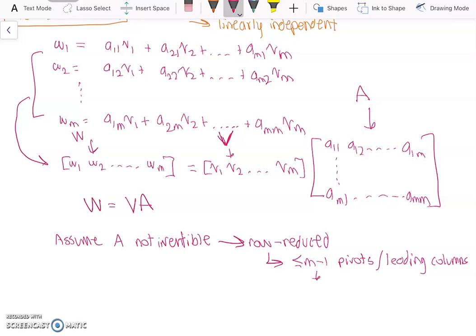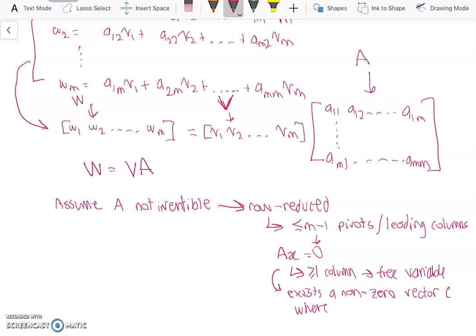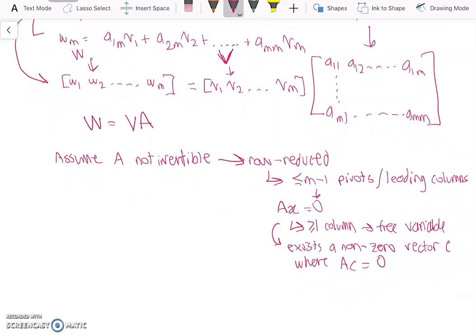This means that when we solve the homogeneous equation Ax equals 0, there will be at least one column corresponding to a free variable. And since there's a free variable, there exists a non-zero vector C which satisfies AC equals 0. So we have a non-trivial solution to the homogeneous equation. Now we let C equal C1, C2, up to Cm.